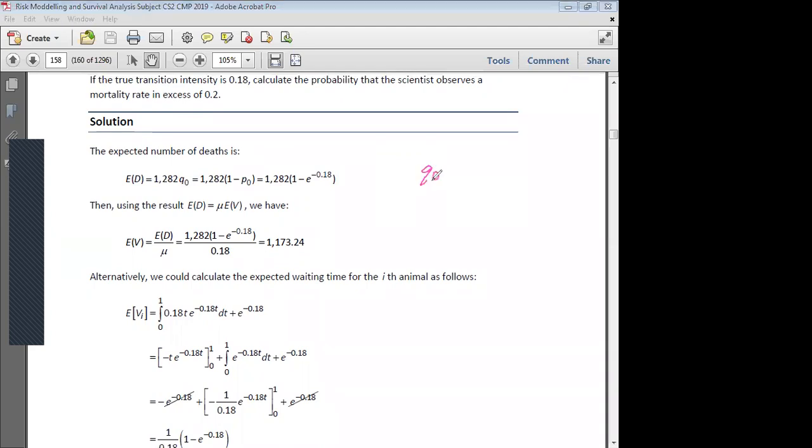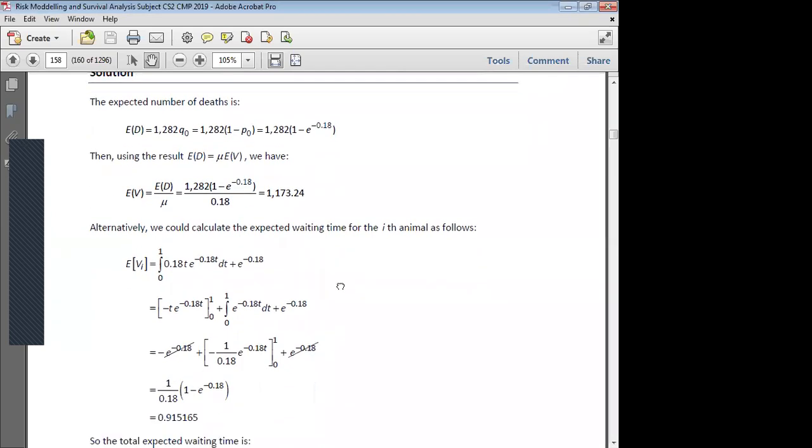So they write it in terms of Q0. If you write Q0 and don't write anything here, it means 1. So it is assumed that you're observing this particular life over one time period. So that's given, and this is how you figure out expectation of D. And you can figure this out and you will get expectation of V. But this is just one method.